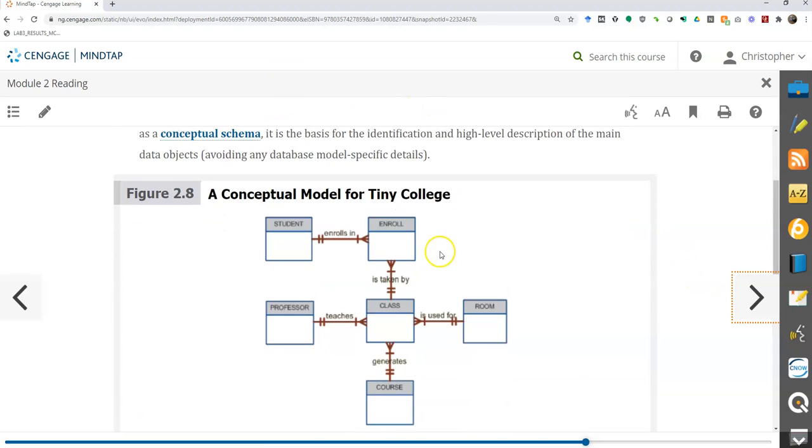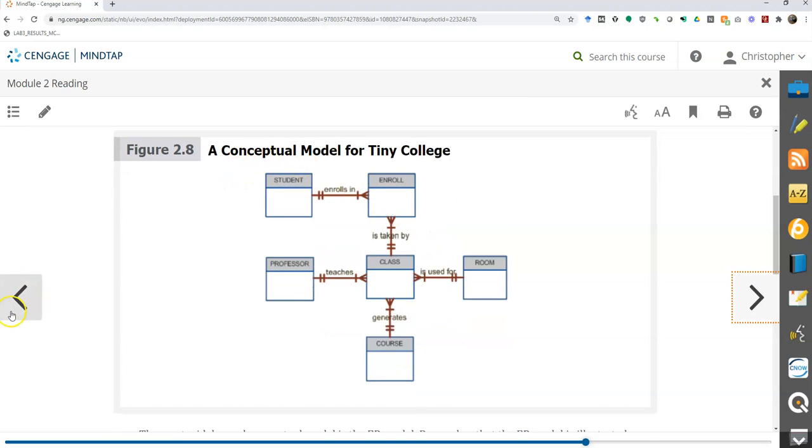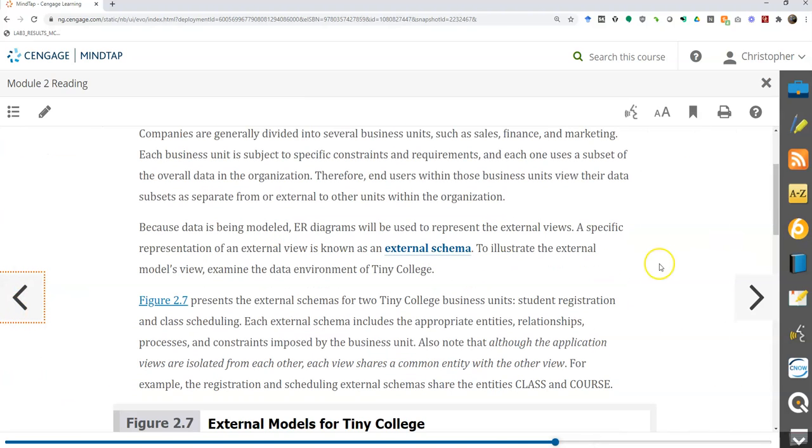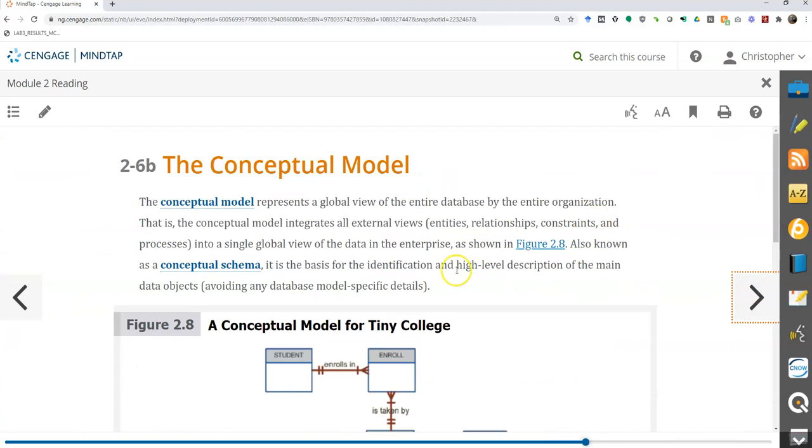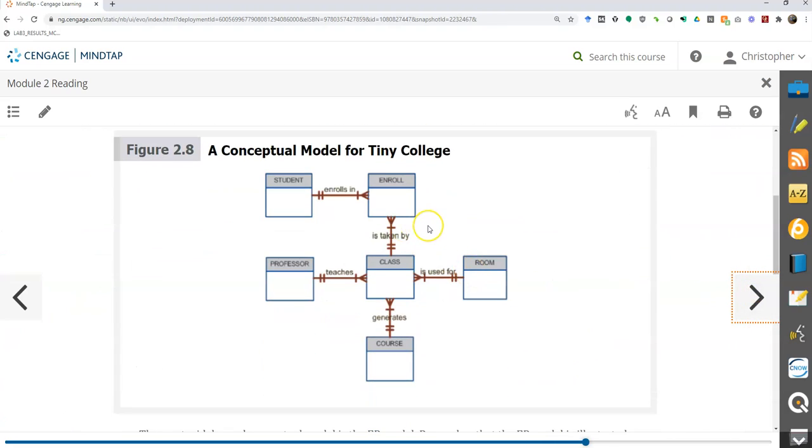This would be the ER diagram. So this is the conceptual model, they call it. This is the external model. To me, they're sort of the same thing. They're the logical model that you generate from learning all the business rules. So I'm going to pause here.